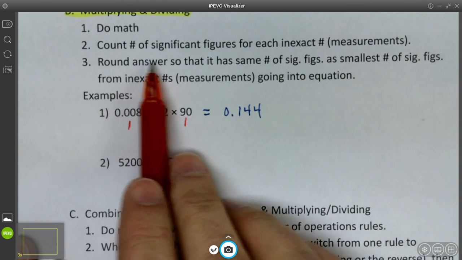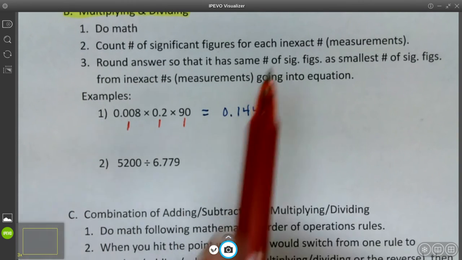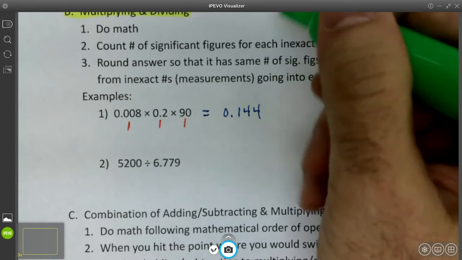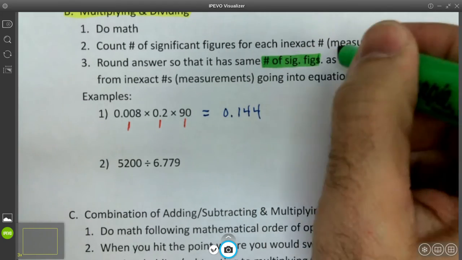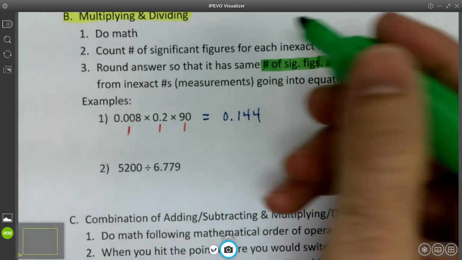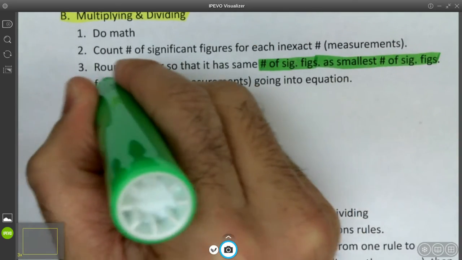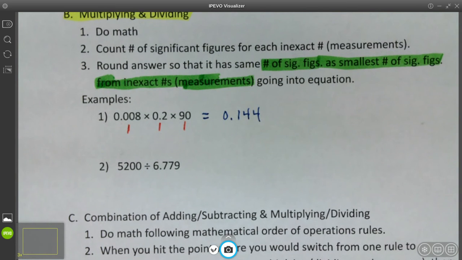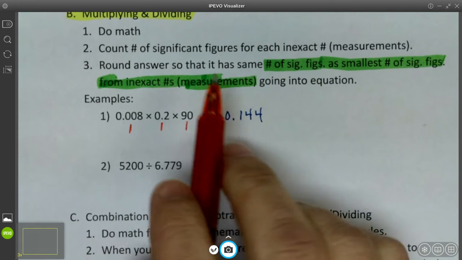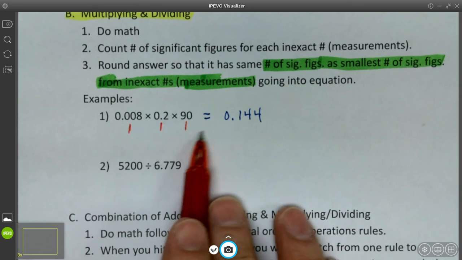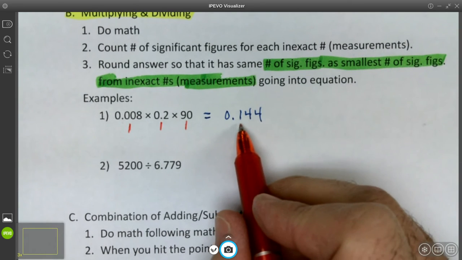Then round your answer so that it has the same number of significant figures as the smallest number of significant figures from the measurement numbers going into it. The adding and subtracting was rounding to a decimal spot. This is counting number of significant figures. So what's the smallest number of significant figures from our numbers going in? They're all 1, so the smallest number is 1. So we need 1 significant figure.